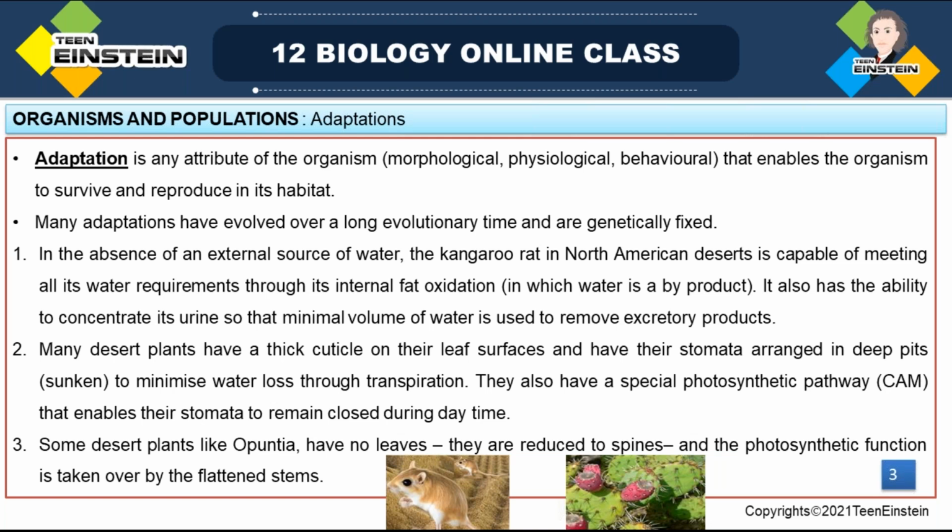Through that internal fat oxidation, in that oxidation process, what is the byproduct? Water. Water is getting released as a byproduct. So this water, which is released through that oxidation process, is utilized for the activities or to fulfill the water requirement. The kangaroo rat is utilizing this water, which is released as a byproduct of the internal fat oxidation process.